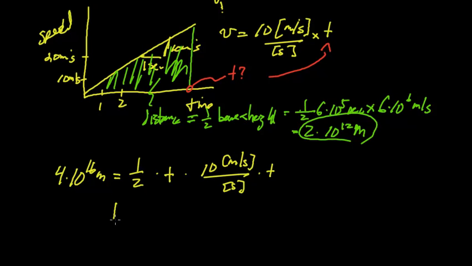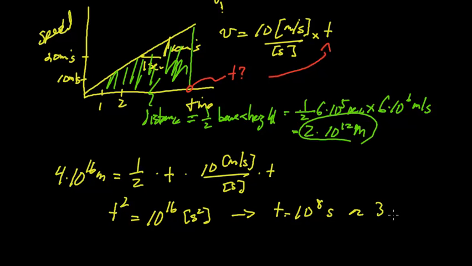So I get t squared is around 10 to the 16 seconds squared, and so this gives me that time is about 10 to the 8 seconds, or about 3 years. Of course, at some point I'm going to exceed the speed of light, and I'll have problems with this. But up until then, I'll be fine. The key aspect here is that we keep increasing in speed the whole time, and so we need to take into account that fact and essentially the area under the curve.